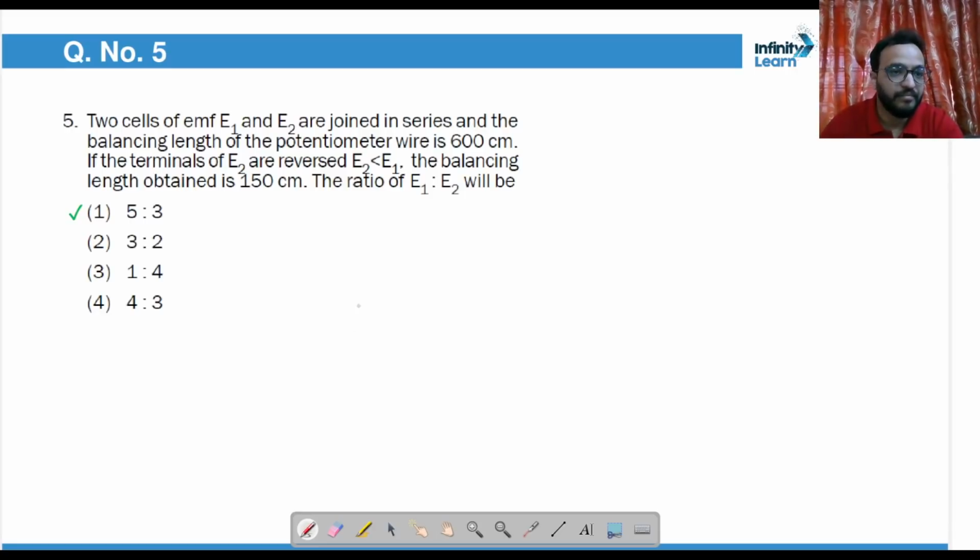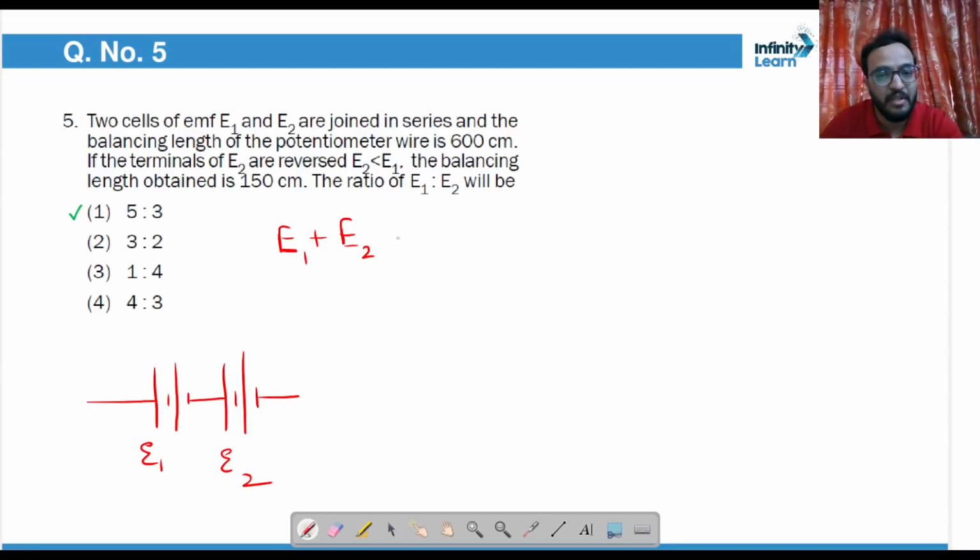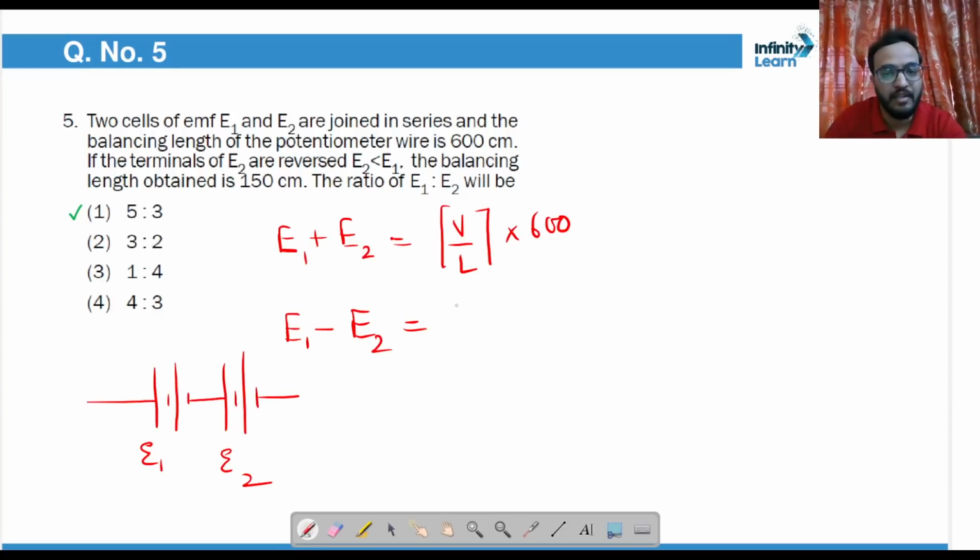Question number 5. Two cells of EMF E1 and E2 are joined in series with the balancing length of the potentiometer. In the first case, when the two cells are connected in series, the overall drop will be E1 plus E2, which is equal to V by capital L, that is the potential gradient, into 600. Next time one is connected in reverse polarity, so it will be V by L into 150. Can you see that? Now you take the ratio and you can get your answer.